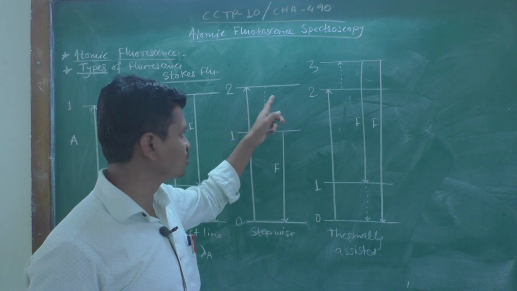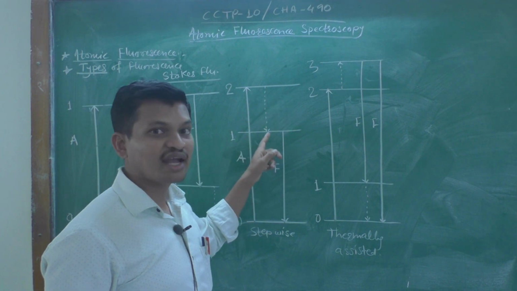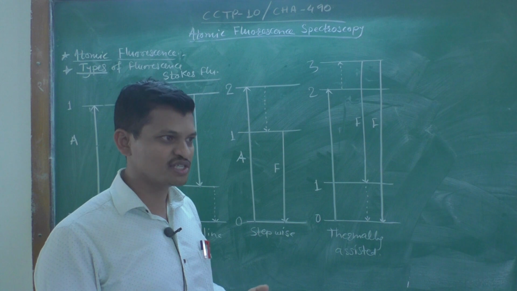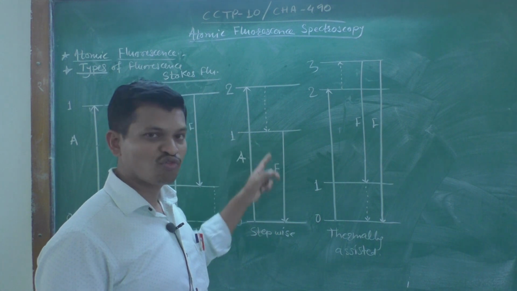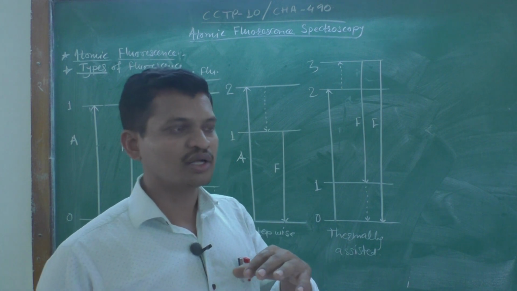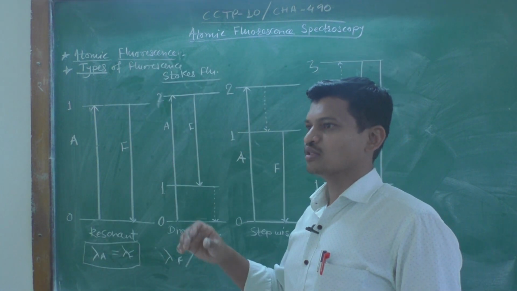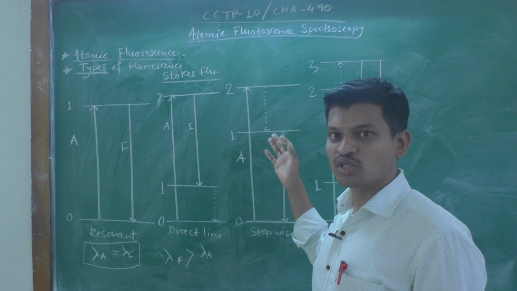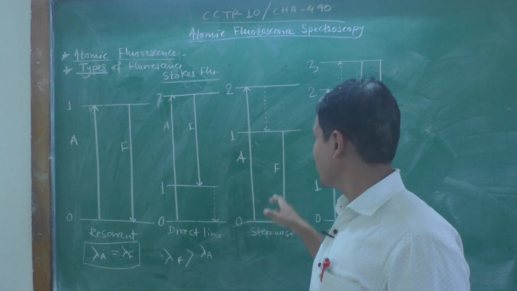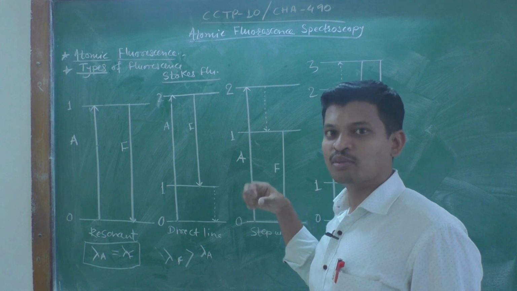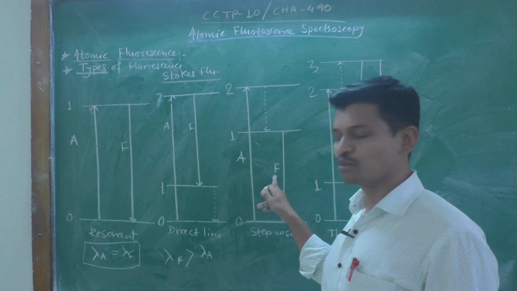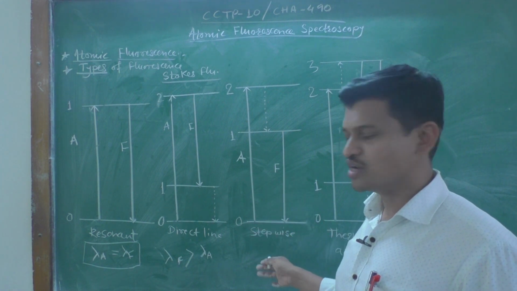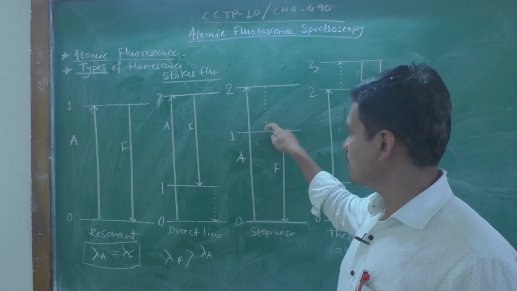They fall from 2 to 1, but this is radiationless. There is no radiation. Radiationless collisions take place among the species, and hence fluorescence can occur from the intermediate electronic energy level of the atoms to the ground state electronic energy level. While falling from 1 to 0, they emit radiation, and this emitted radiation is nothing but atomic fluorescence. This is called stepwise fluorescence. Why is it stepwise? Here 0 to 2, 2 to 1, 1 to 0.